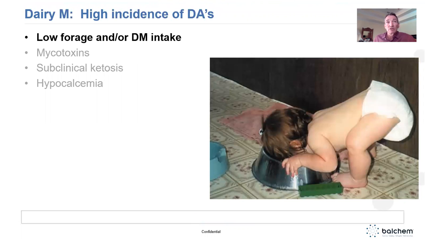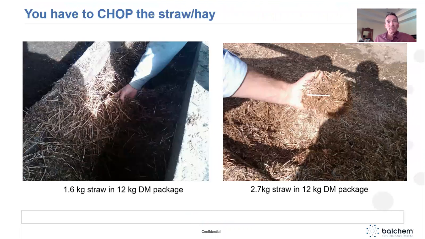So first, let's look at low forage and or low dry matter intake, some observation skills you need to establish. Number 1, this would be a transition cow ration. I know the glare is not the greatest, but it really shows a good picture. Both of these are 12 kilogram dry matter packages. The one on the left has 1.6 kilograms of straw. Let me get my highlighter here for you.